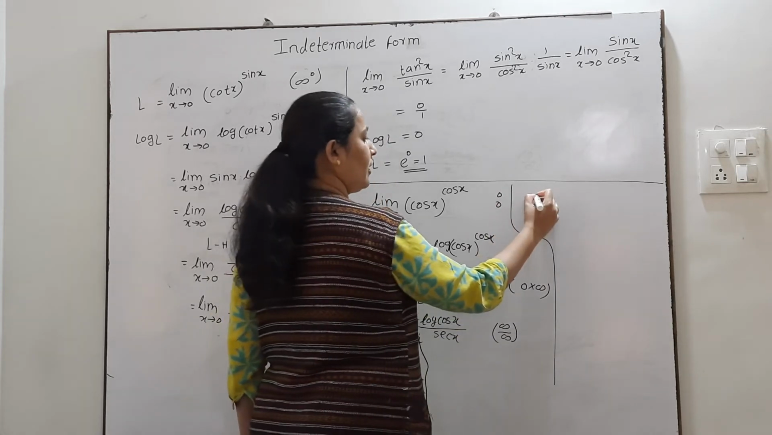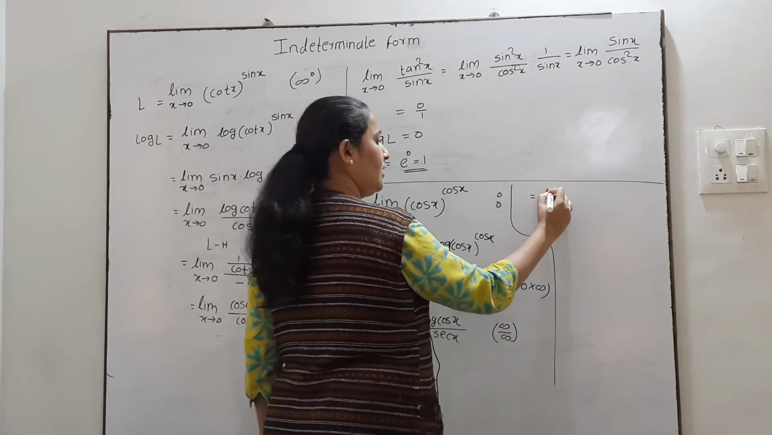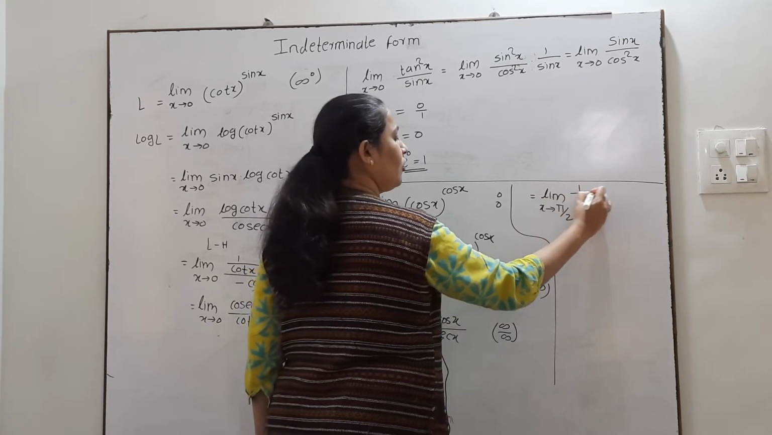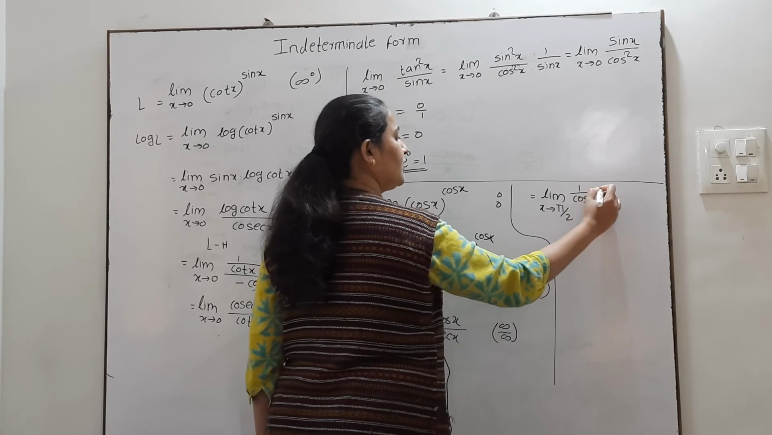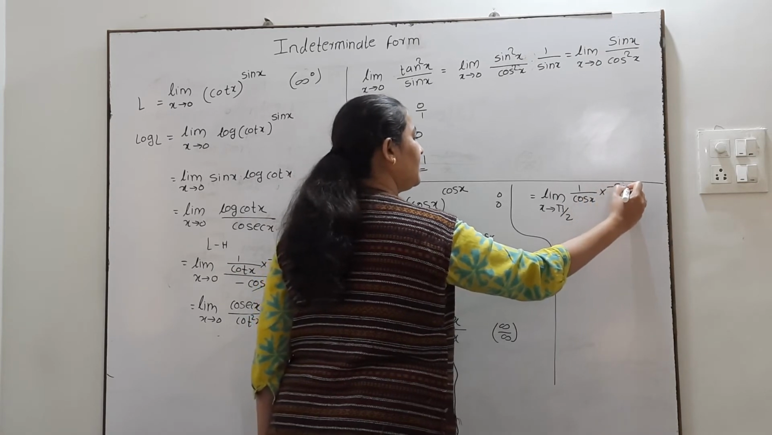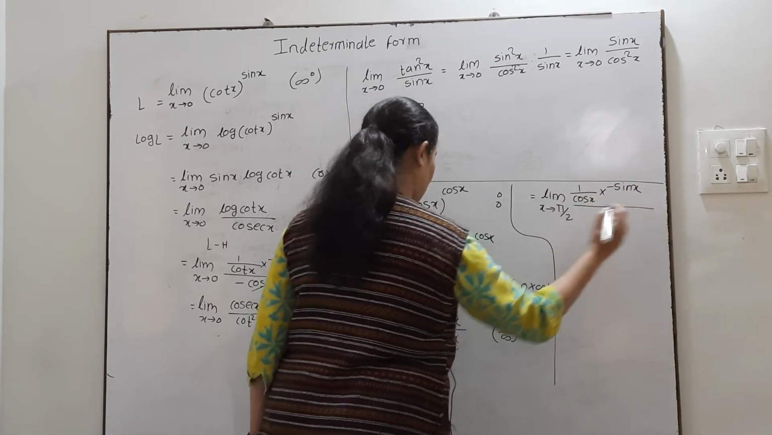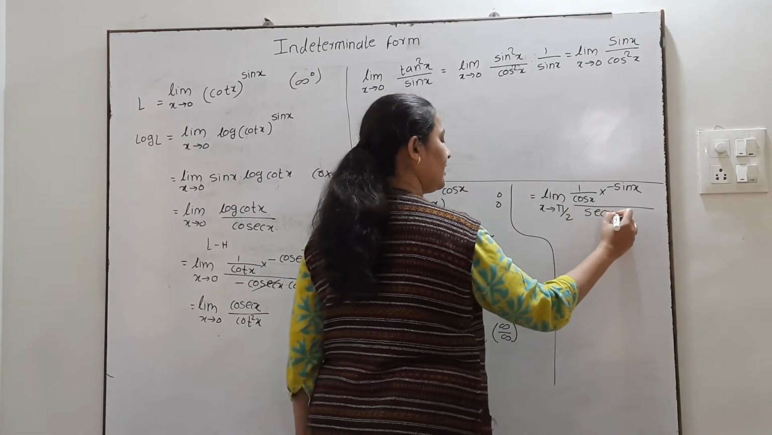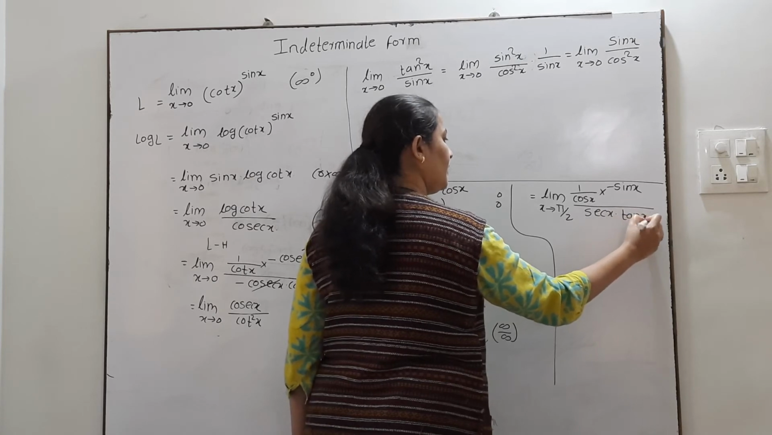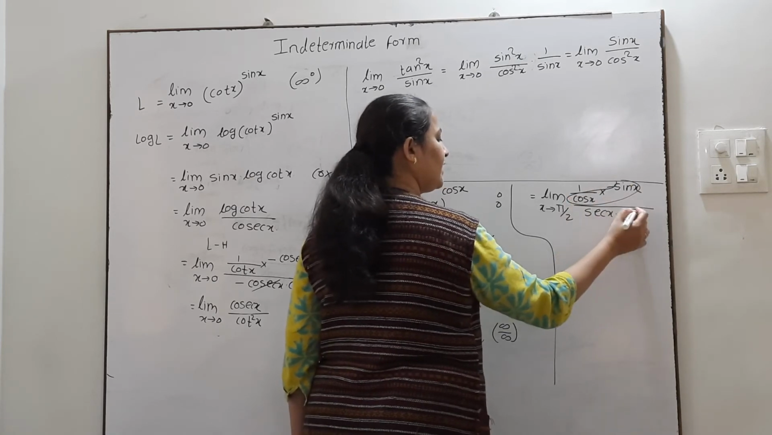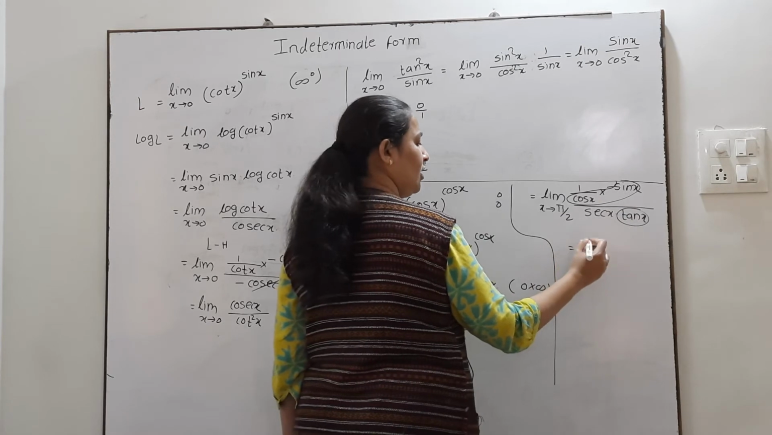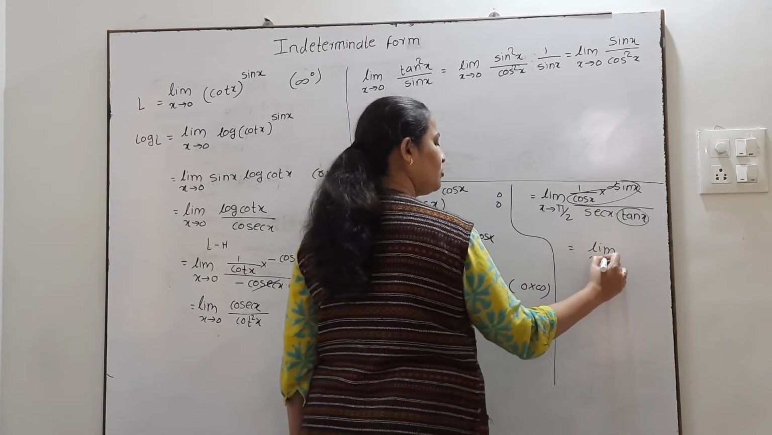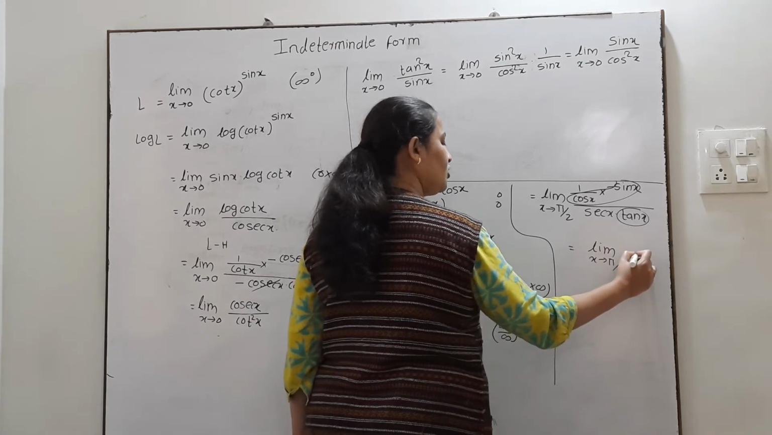you'll get log L equal to limit x tends to pi by 2. Derivative of log of cos x is 1 upon cos x into derivative of cos x, which is minus sin x, upon derivative of sec x. Derivative of sec x is sec x tan x. This sin x upon cos x is tan x, and this tan x will get cancelled. 1 upon sec x is cos x. So what is remaining? Limit x tends to pi by 2 of minus cos x.